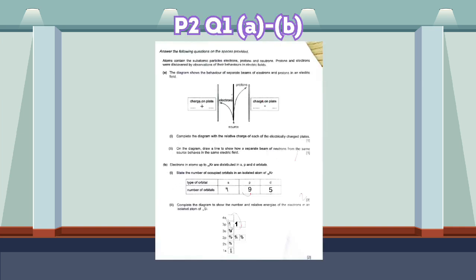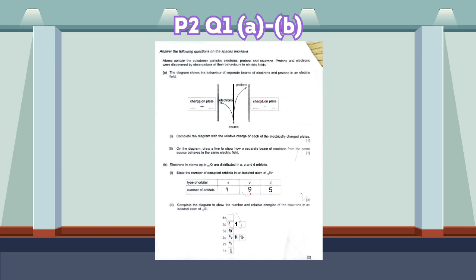And then for paper 2, question 1, the charge on the plate from the left side is plus because the electron is minus. And then for protons, the charge on the plate beside it is minus because proton has a positive charge. For the line of a separate beam of neutrons from the same source behaving in the same electrical field, it is a vertical line between the electrons and protons.